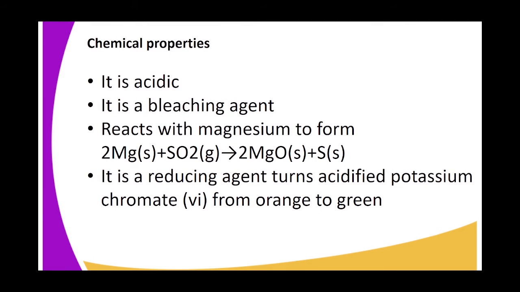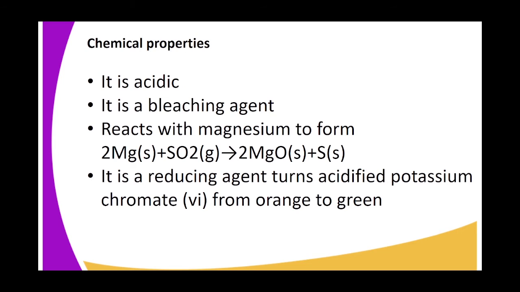What are some of the chemical properties of sulfur(IV) oxide gas? Number 1, it is an acidic gas. Number 2, it is a bleaching agent. It bleaches flower petals. Let's say you take flower petals and you dip them in a gas jar containing sulfur(IV) oxide gas. What happens? They will be bleached. It is acidic. It turns moist blue litmus paper red, but it has no effect on dry litmus paper.